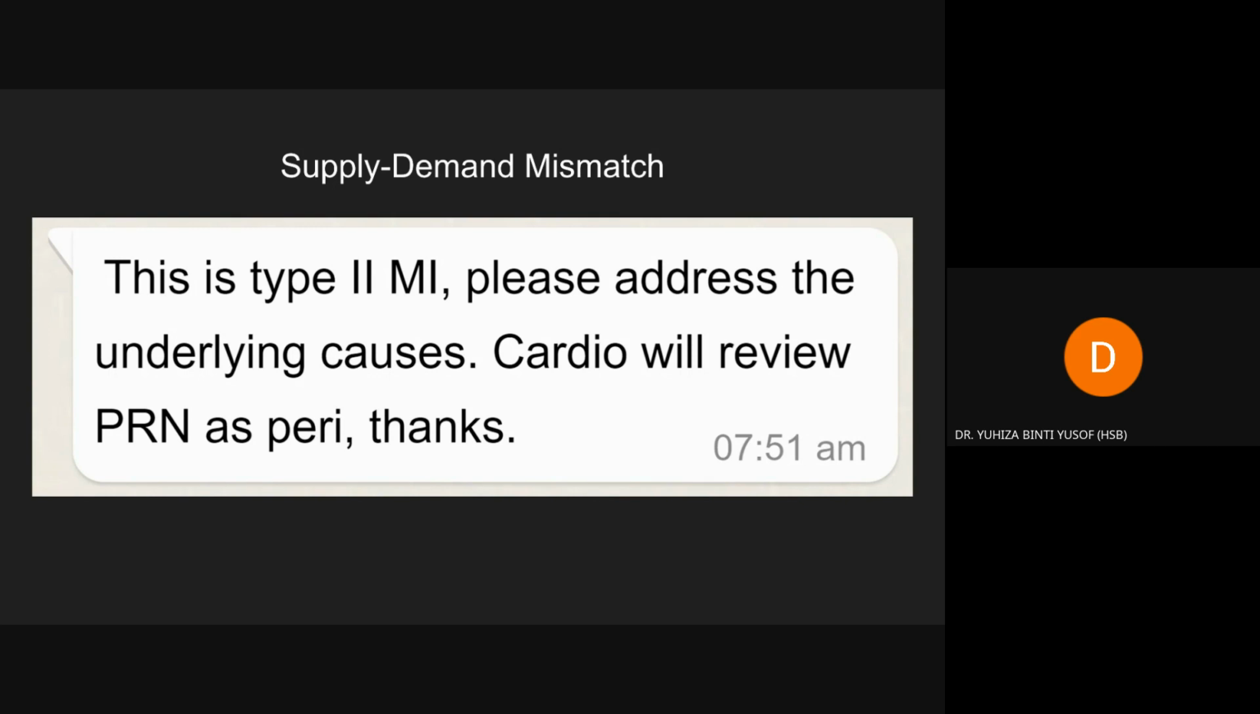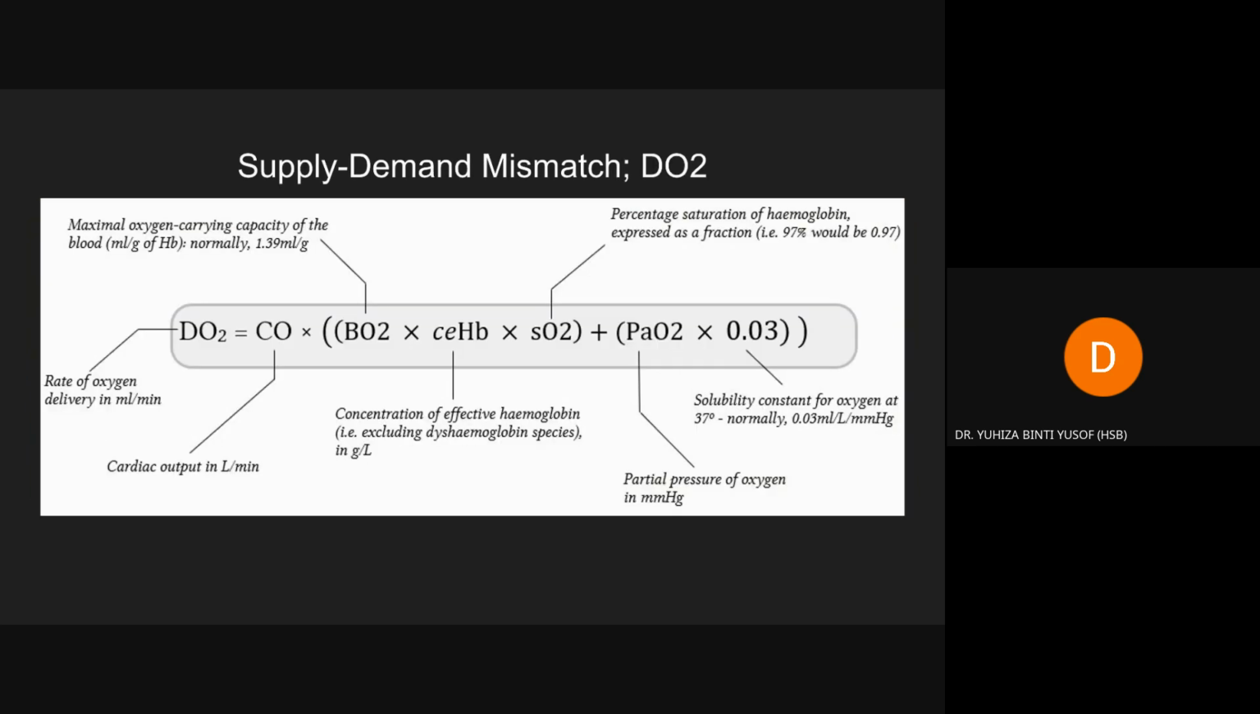Okay, so when you talk about supply demand issue, you're going to encounter two very frequent parameters. The first one is this delivery of oxygen equation. This is extremely important if you want to get into the academic side of shock management, because this equation underlies so many interventions that we do in ED, in ward, pulmonary, non-pulmonary, whatever, in ICU. So understanding it is paramount.